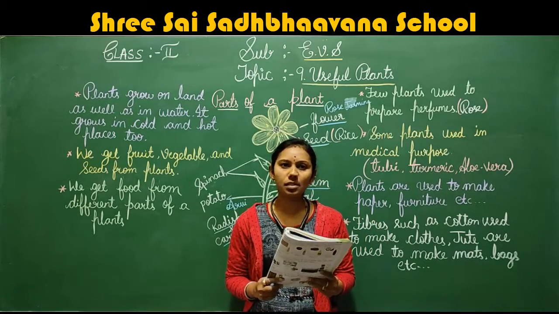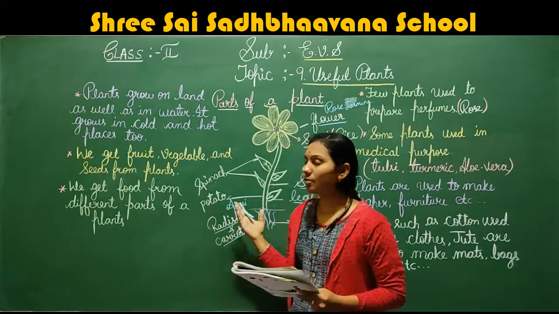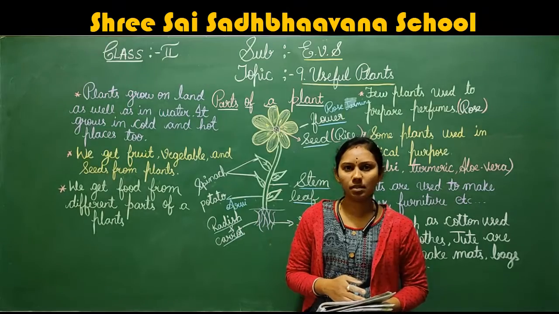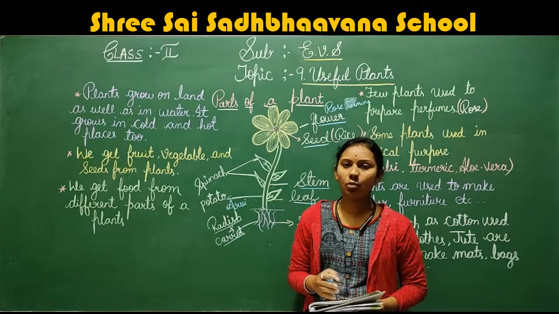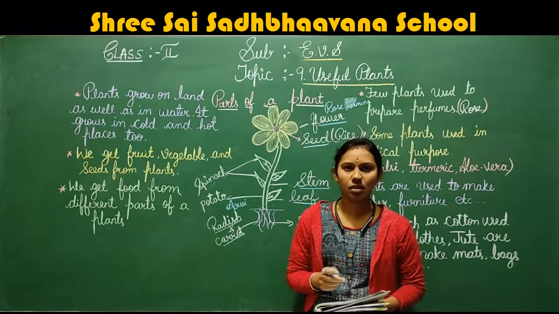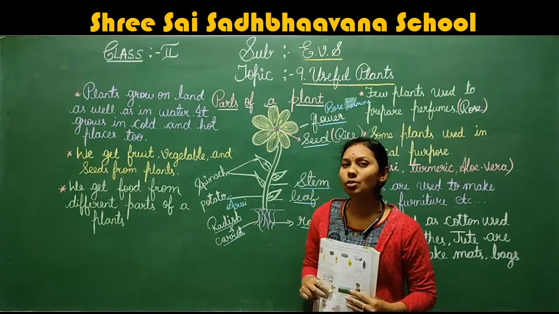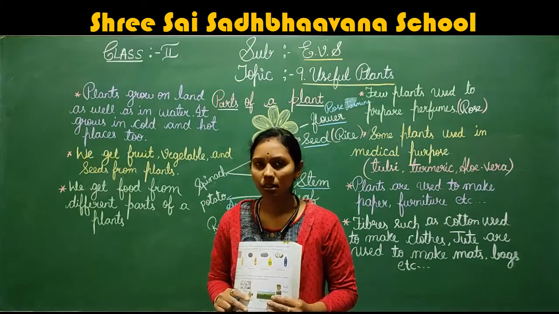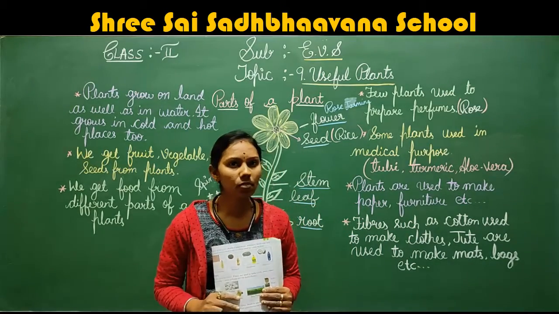Fruits we get from the plants, vegetables we get from the plants. Now we have learnt about two things. From where will we get fruits? Yes, fruits come from the plants. What types of fruits are we getting from the plants?